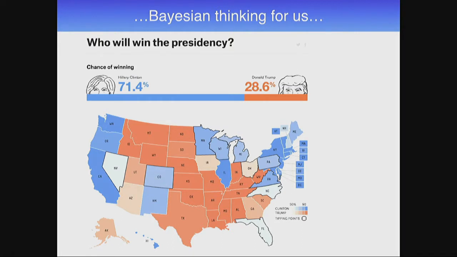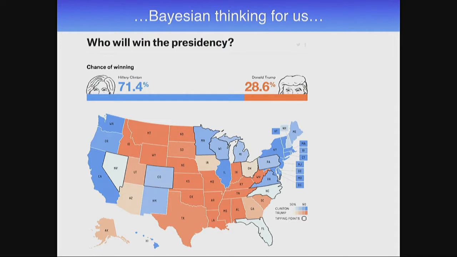I'm mentioning this because, in fact, he used very Bayesian thinking. He even wrote a book to explain why Bayesian thinking is good. It's called The Signal and the Noise, and I recommend it. And, using these ideas, he came up with almost a 30% chance for Donald Trump to win.